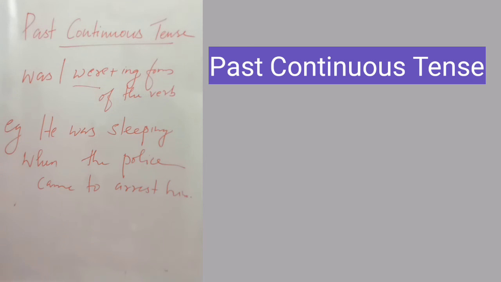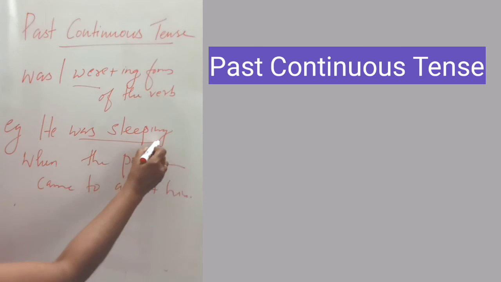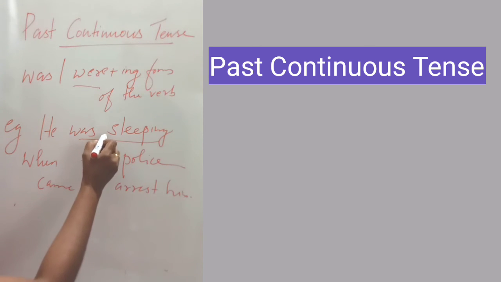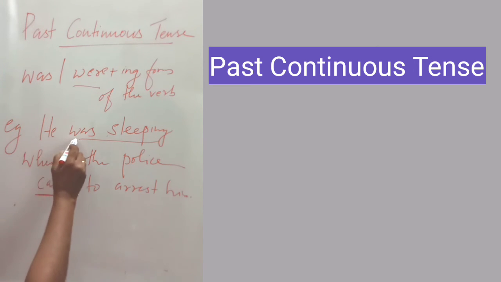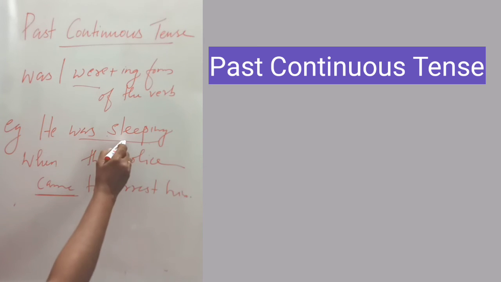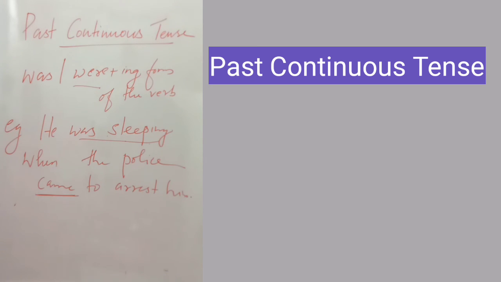Please look here. Was plus the ing form of the verb. Here we used past continuous tense and here we used simple past tense. It is often used together with a simple past tense to show one activity was in progress while another took place. Here one activity took place and another activity was going on or continuing. In this case we use past continuous tense. He was sleeping when the police came to arrest him.